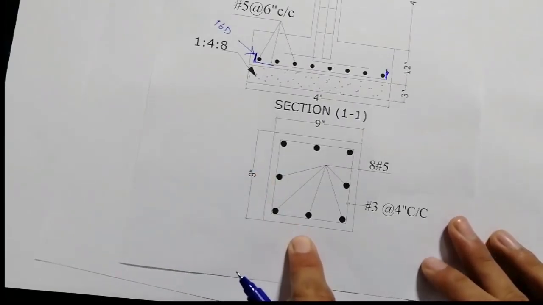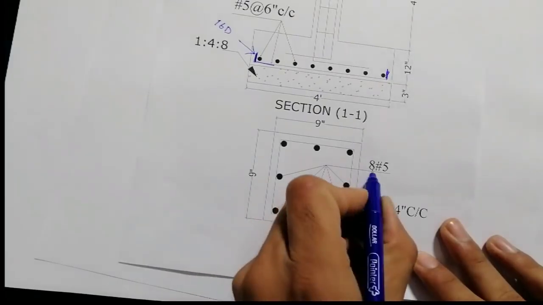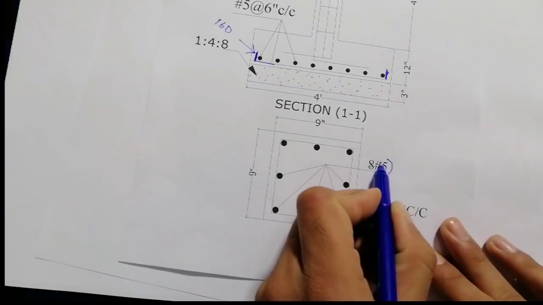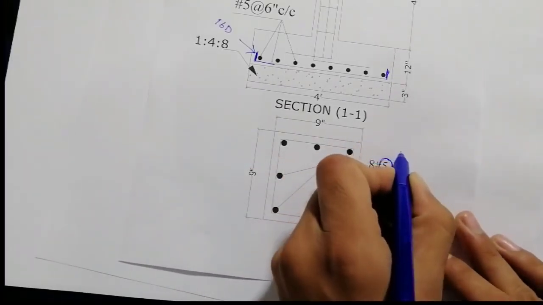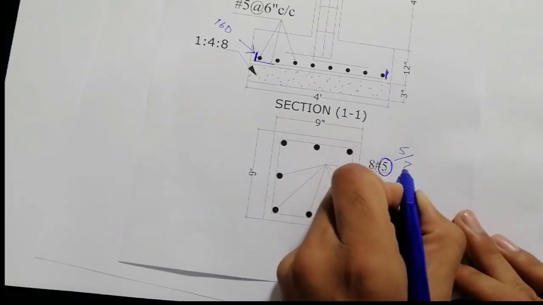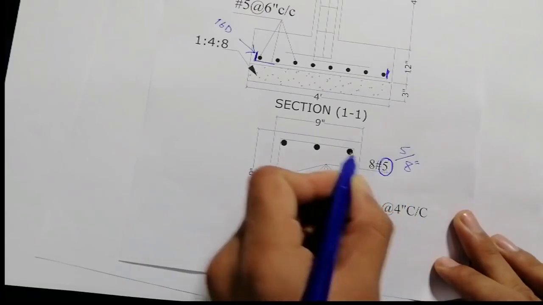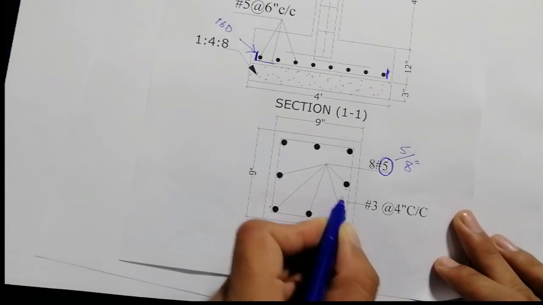And here the total number of steel bars used is 8, which dia is 5 number dia. You can write here 5 by 8 inches, which is called 5 number dia. So 1, 2, 3, 4, 5, 6, 7, 8 numbers of steel bars are used here.